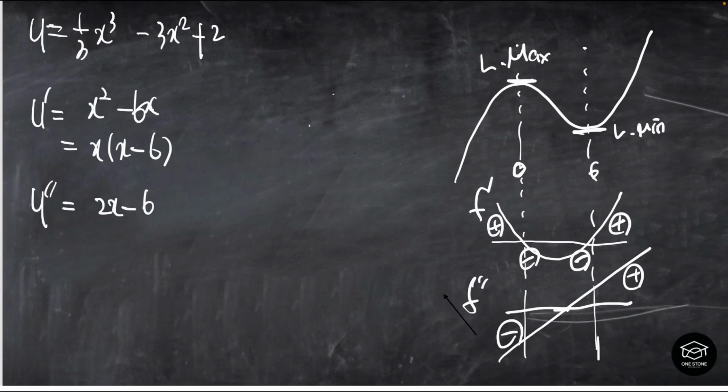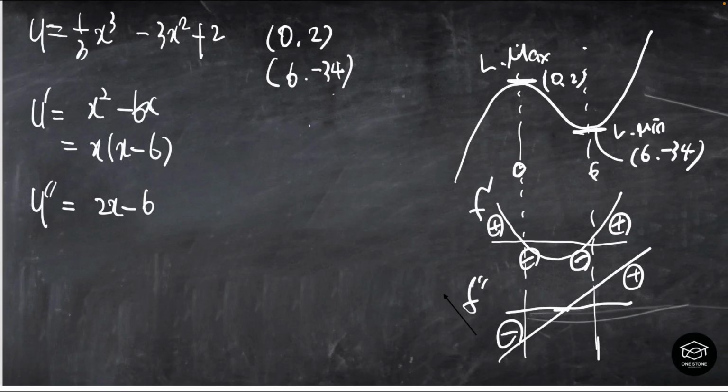We can also evaluate the function at these points. At x equals 0, y equals 2, so the point (0, 2) is a local maximum. At x equals 6, y equals negative 34, so the point (6, negative 34) is a local minimum. Therefore, the graph of this cubic matches the first case we described. It rises to a local maximum, falls to a local minimum, and then rises again.